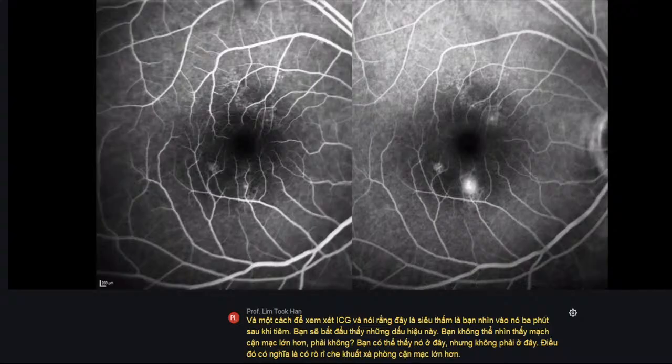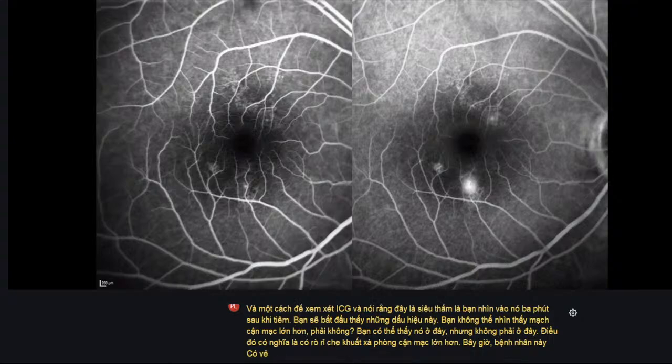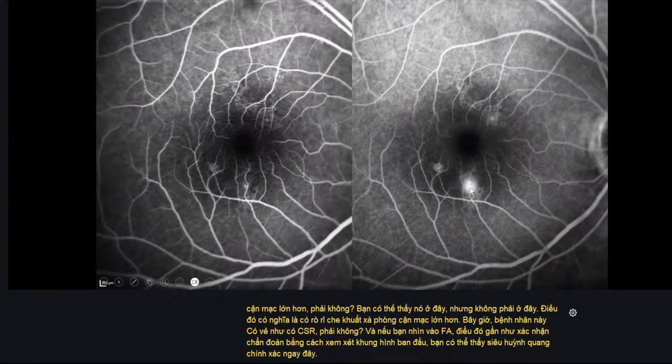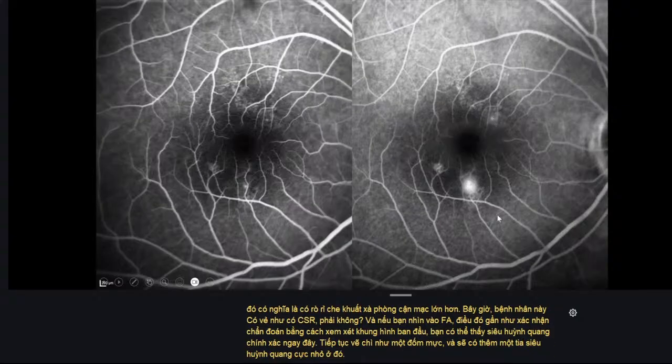Now, therefore, this patient looks like having CSR, right? And if you look at FA, that more or less confirms the diagnosis. By looking at the early frame, you can see pinpoint hyperfluorescence right here that then goes on to leak as an ink blot. And there's another pinpoint hyperfluorescence there that leaks over here.